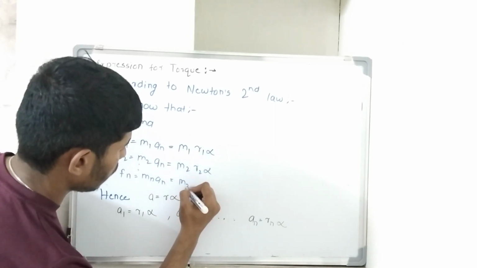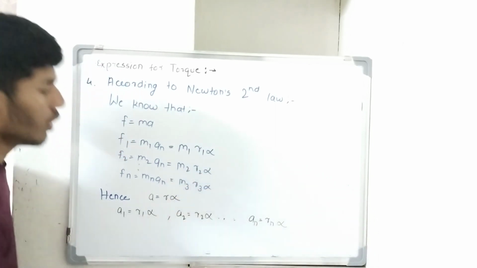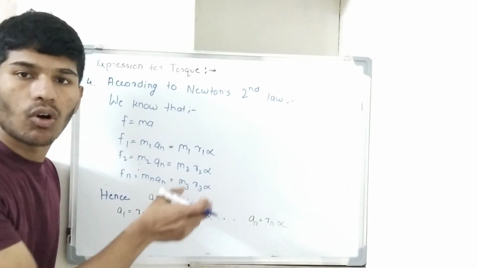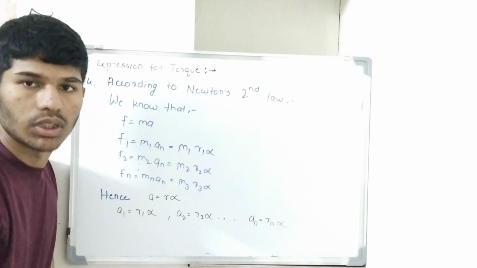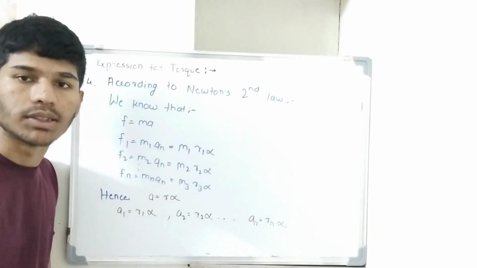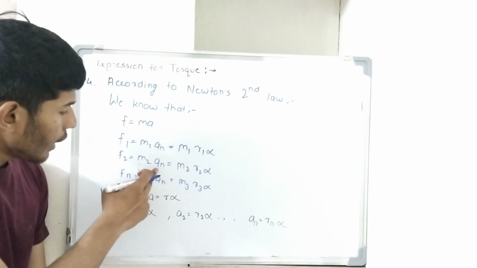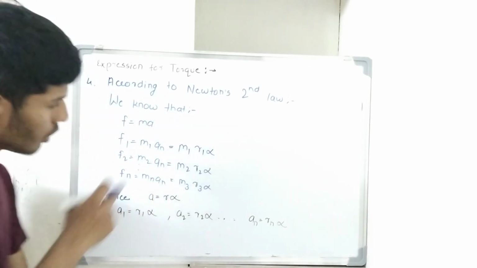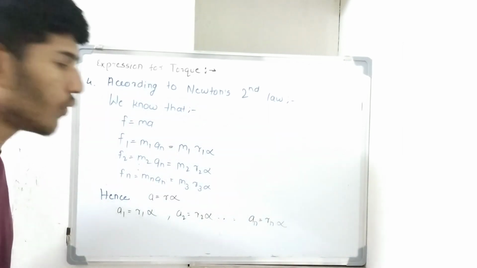We will put this value in this expression, that is F1 is equal to m1 r1 alpha, then m2 r2 alpha, then m3 r3 alpha. Now note that here alpha is not varying. We had already taken alpha as constant. So alpha will remain constant throughout for n number of masses. And a here, that is linear acceleration, is varying. So do not confuse yourself.